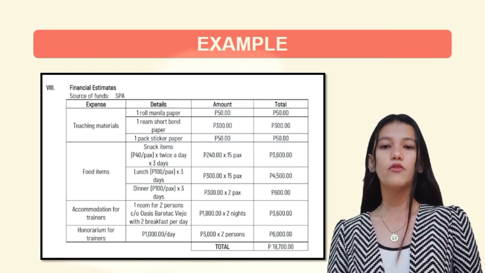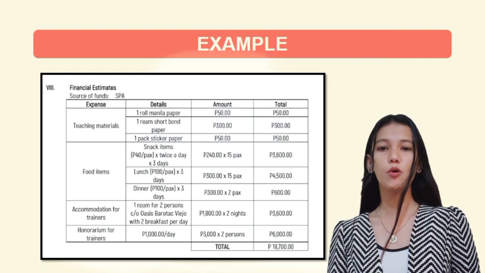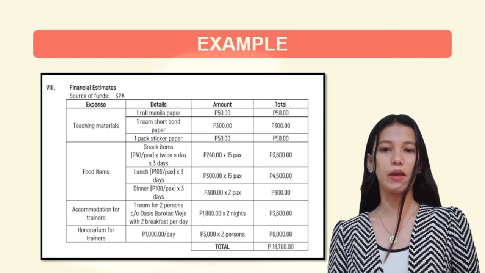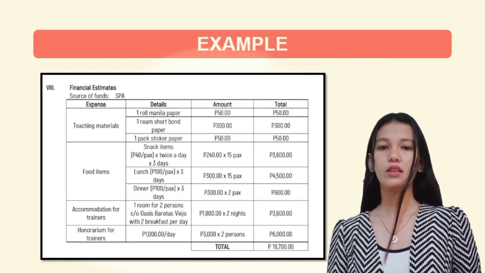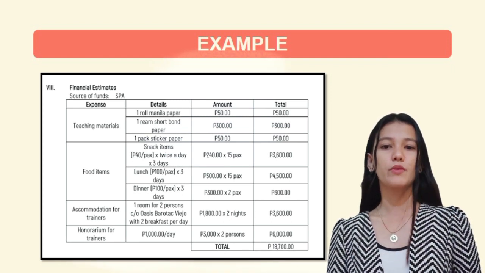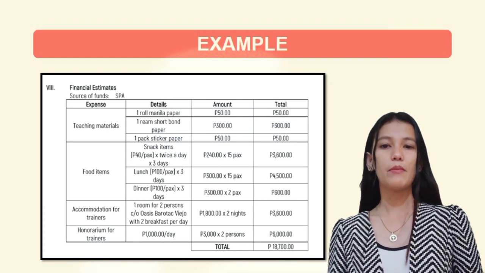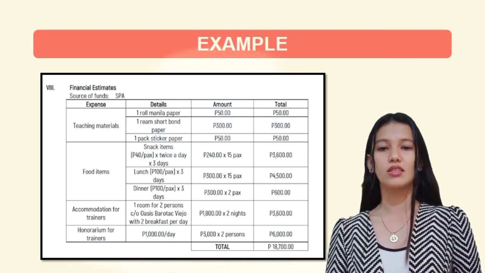For example, for teaching materials, we have 1 roll Manila paper, 1 ream short bond paper, and 1 pack stickers paper. Next, we have the list of amounts. Ito naman po ay yung prices ng bawat items na bibilhin natin. Kailangan din po ito para malaman natin ang total ng lahat ng magagastos natin.